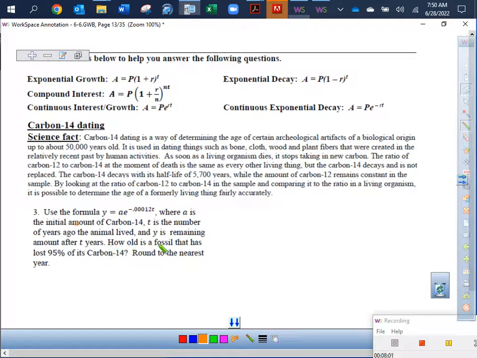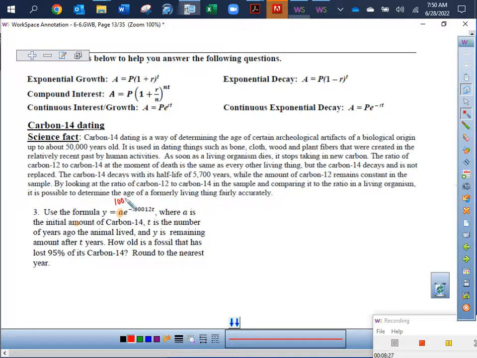How old is a fossil that has lost 95% of its carbon-14? So, all right, let's slow down again. What's A? A is the initial amount of carbon-14. Well, that's the tricky part. What you have to realize is that the initial amount of carbon-14 you have when you die is 100%. You've got all of it, 100%.